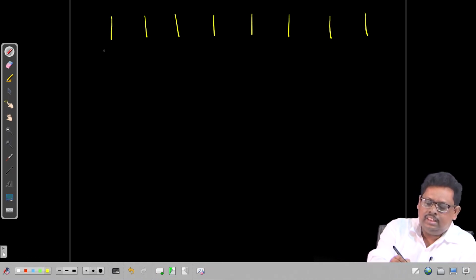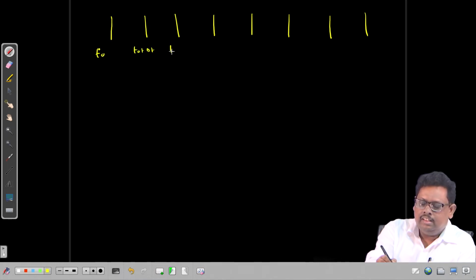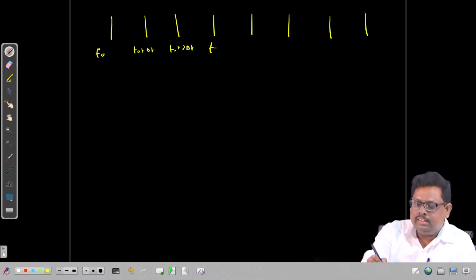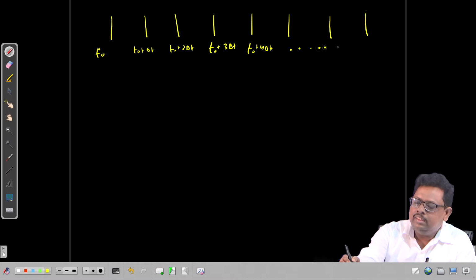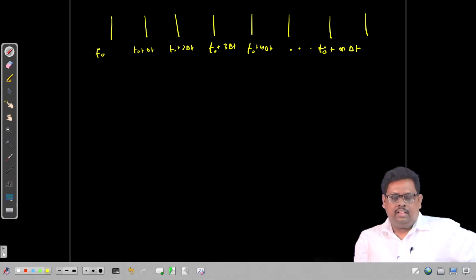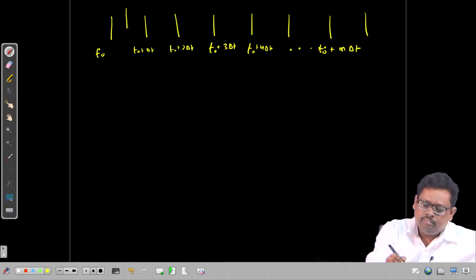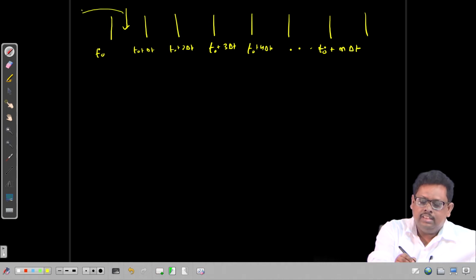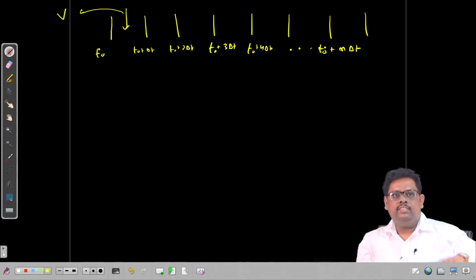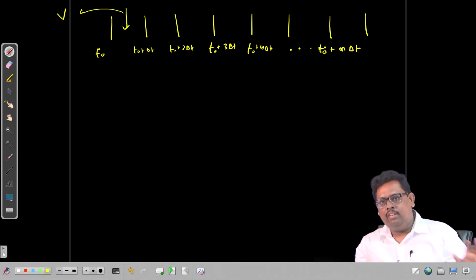Okay. Now, let us take it as t 0, then it is t 0 plus delta t, then t 0 plus 2 delta t, then this block is t 0 plus 3 delta t, then maybe t 0 plus 4 delta t, and so on, let us say t 0 plus n delta t. Now, what is happening? Suppose I am throwing this velocity v. Now, this velocity v I am throwing throughout.